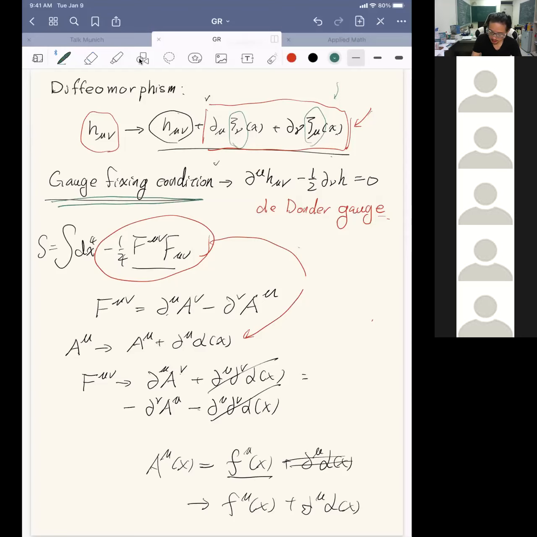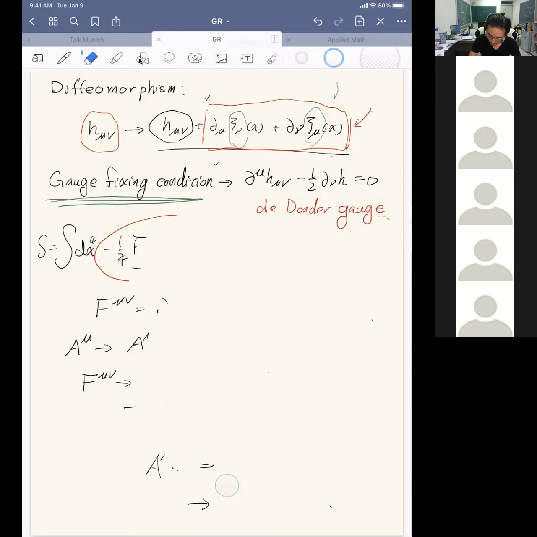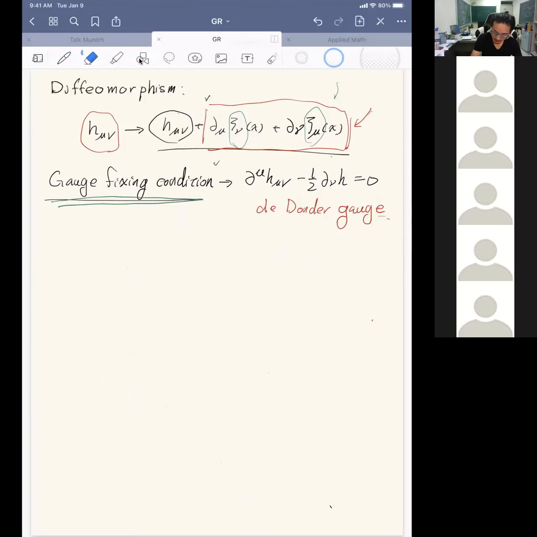Sorry, let me just erase this. So basically, if you have a gauge symmetry, you want to break the gauge symmetry, and to break it, you do the gauge fixing condition. So it's kind of fun. This is like a Lantern Festival riddle. You can ask, what is the thing that you need to break in order to fix? And that's gauge symmetry.